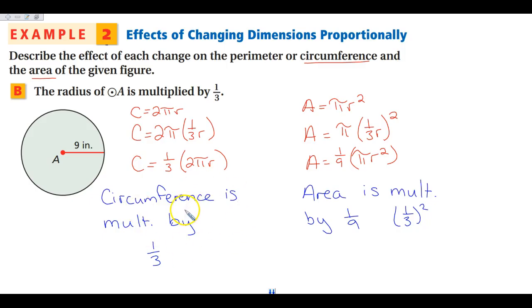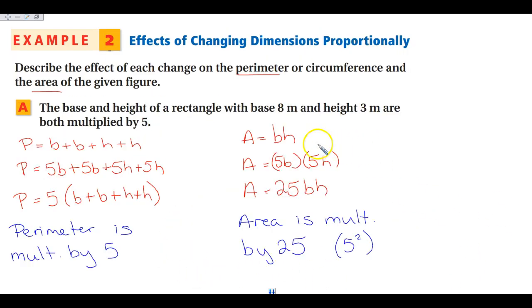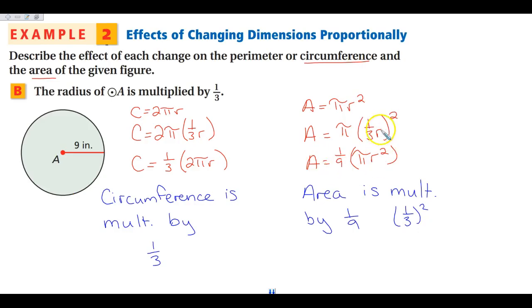All right. If we look at the change in area, again, when all dimensions are being changed, here both base and height were changed by a multiplier of 5, so we squared it to get 25. Over here with my area, my radius was multiplied by 1/3, so my area was multiplied by 1/9, which is 1/3 squared.